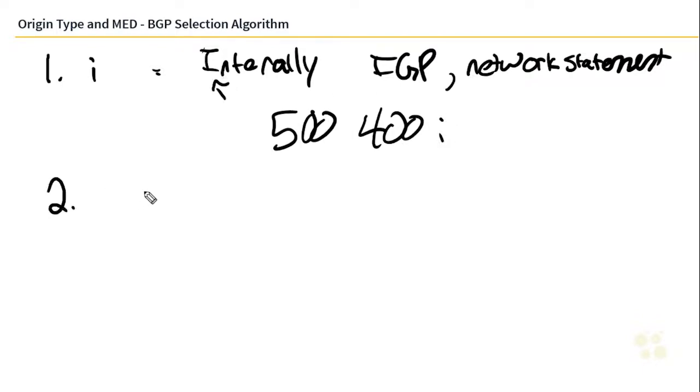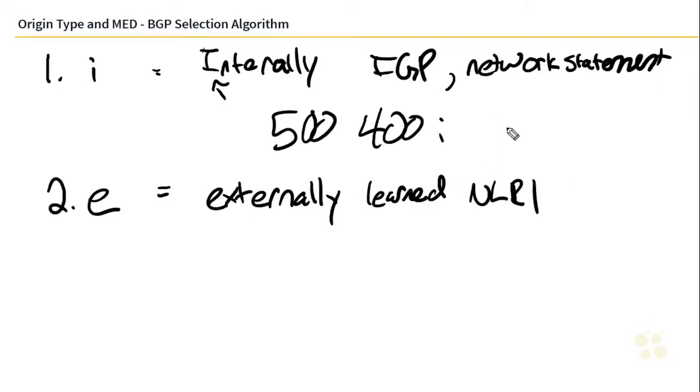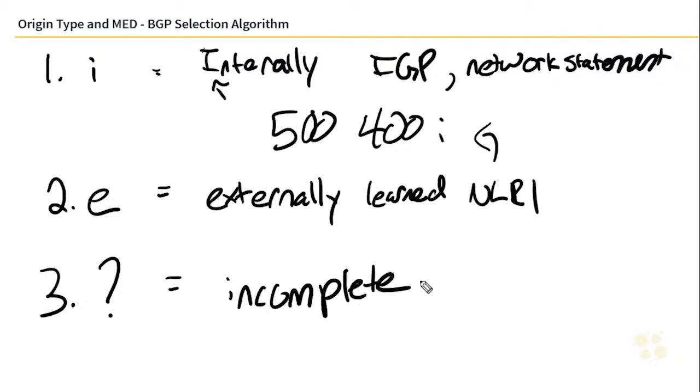Less commonly used, in fact, almost impossible to find on a Cisco router, is E for an externally learned NLRI. And the reason why you never see this is because pretty much every route starts somewhere with a network statement or redistribution. So you should know that E exists, but really the selection criteria comes down to I or question mark. Question mark technically means incomplete, meaning we don't know the entire path of this NLRI because redistribution occurred somewhere along the way to pull this route in from a different IGP.